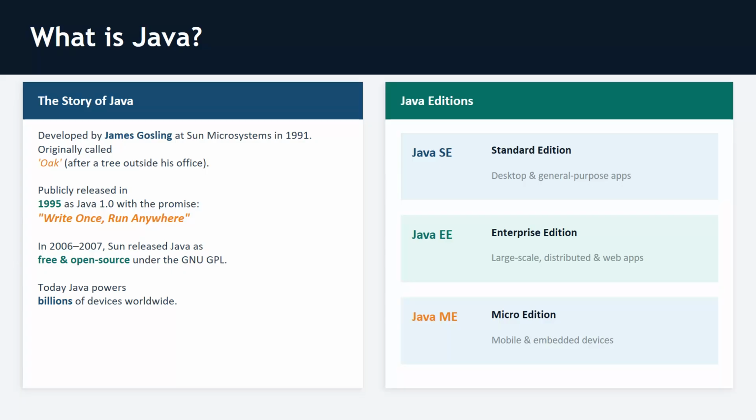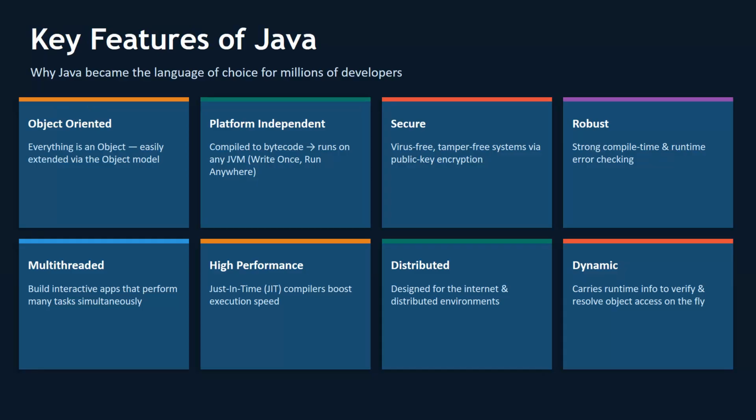Within the editions, I think we talked about them in the last session. We said the Java SE, that is the standard edition. We have the Java EE, the enterprise edition for large scale and distributed web apps, and also servers. And then we talked about the Java ME, which is the micro edition for mobile and embedded devices. That is well explained.